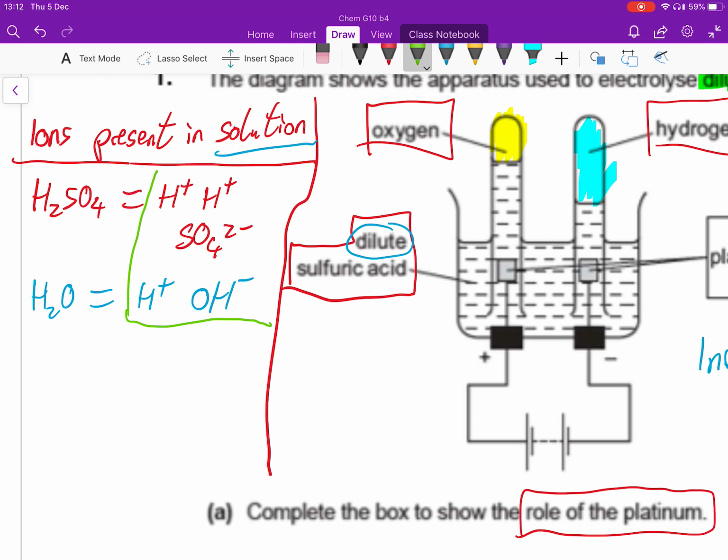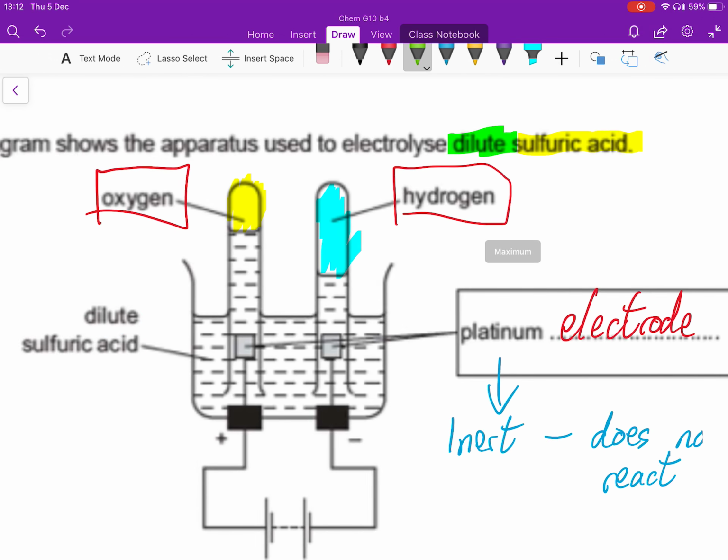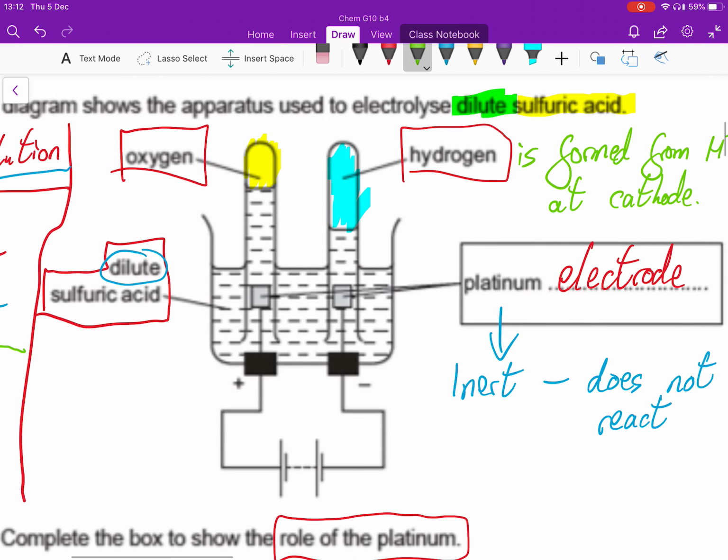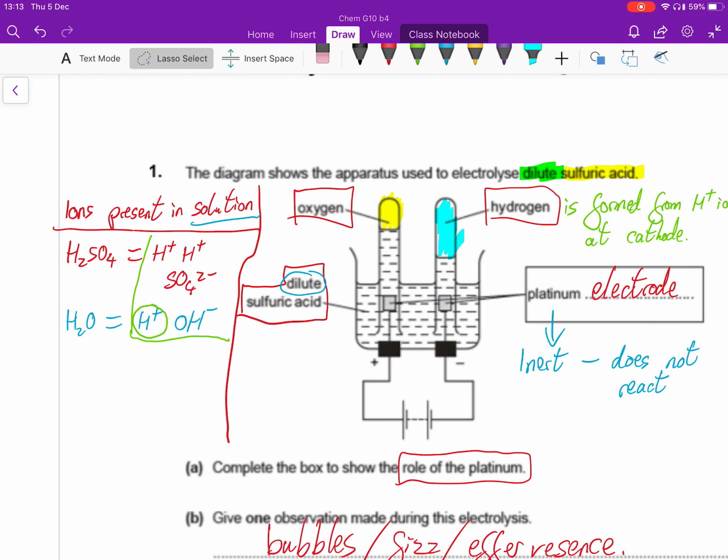Now, with all of these present, you need to think which ion is going to go to which electrode. Now, we only have positive hydrogen as our cation. There is no other cation. There is not another positive ion. So, hydrogen is formed from H plus ion, and this is at the cathode. Okay, and now I'm just going to move this down a little bit.